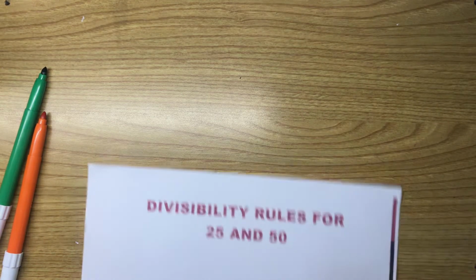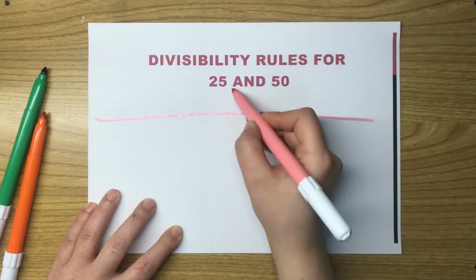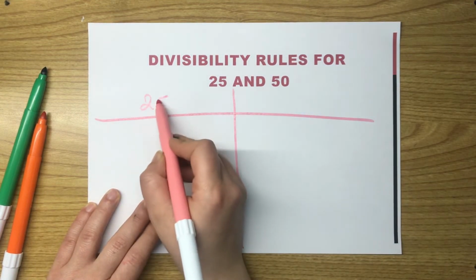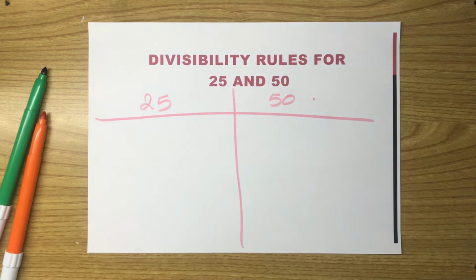Next, divisibility rules for 25 and 50. 25 and 50. Remember.